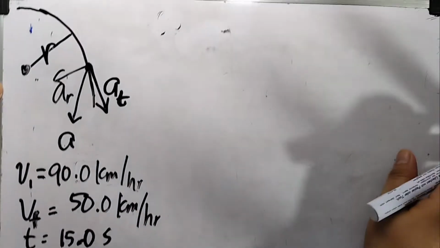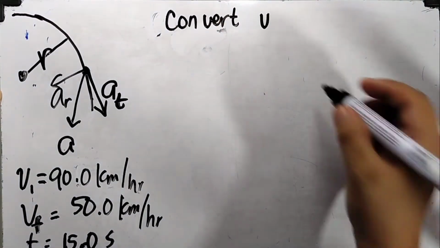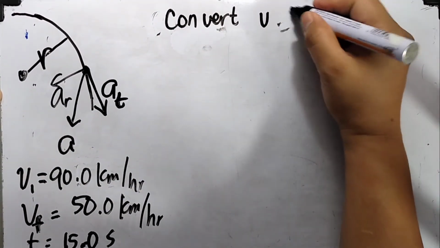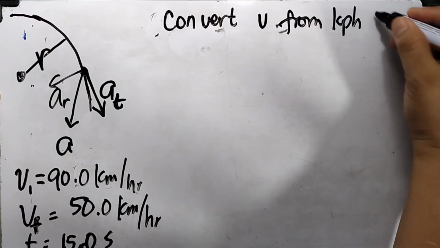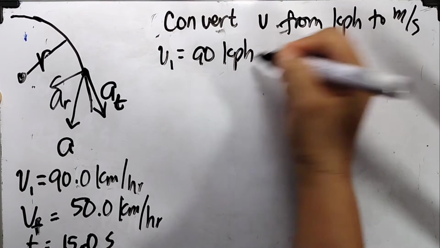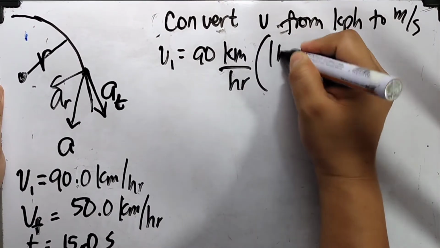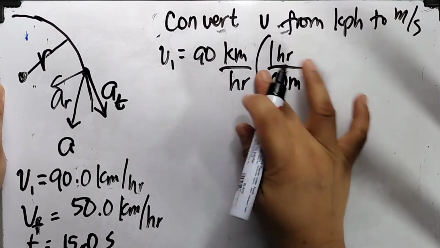Since the initial and the final velocity are in kilometers per hour, we need to first convert the initial and the final velocity for our tangential acceleration. One kilometer is equivalent to 1,000 meters, and 1 hour is equivalent to 3,600 seconds.